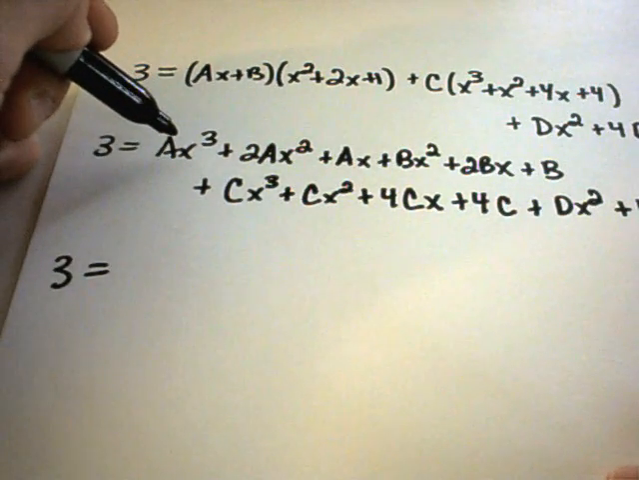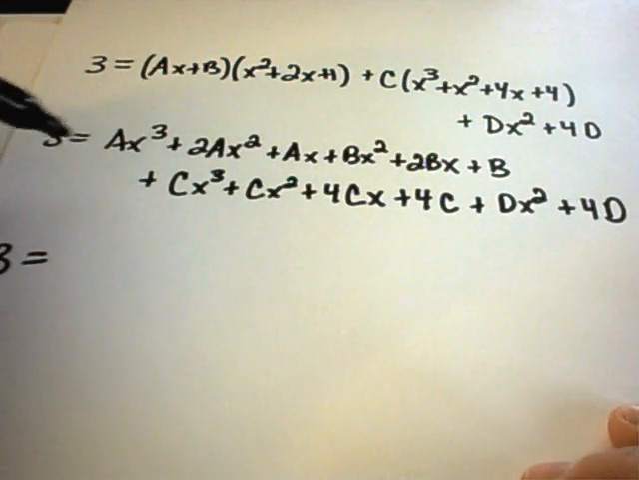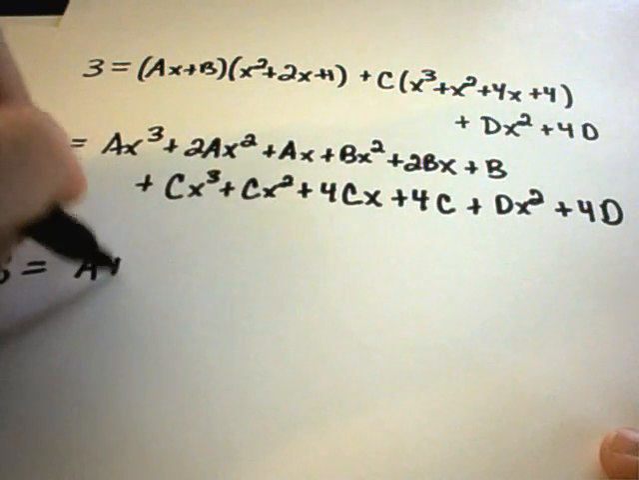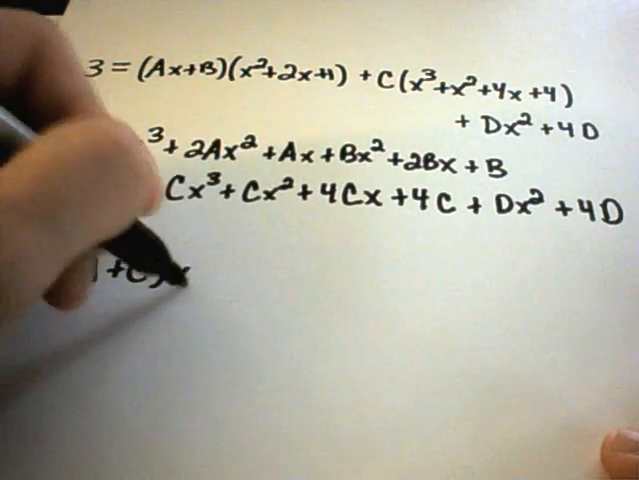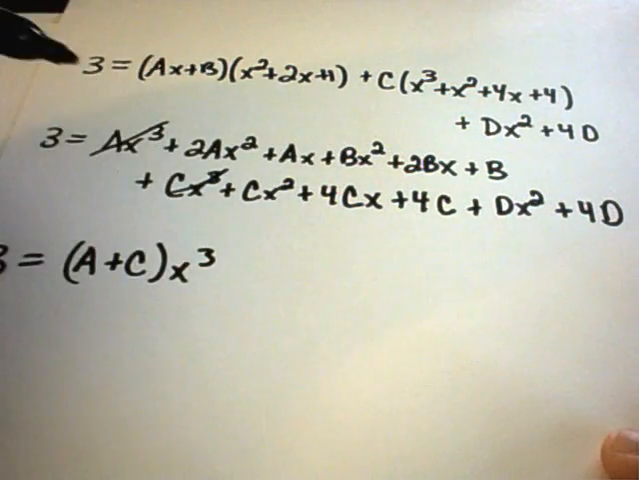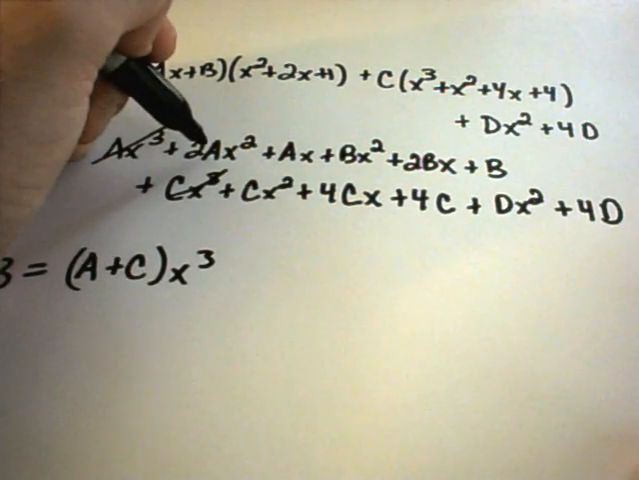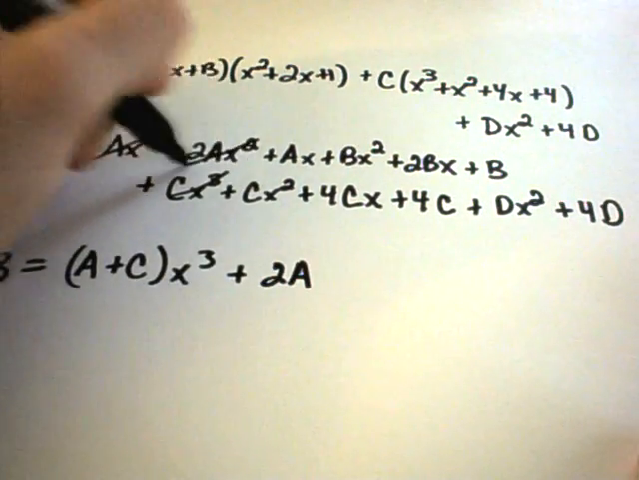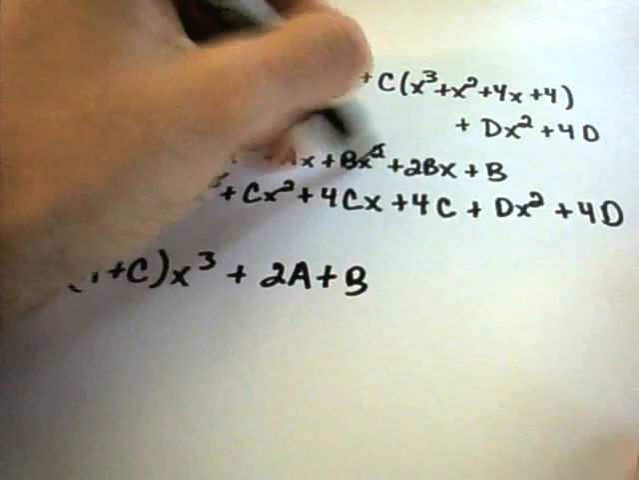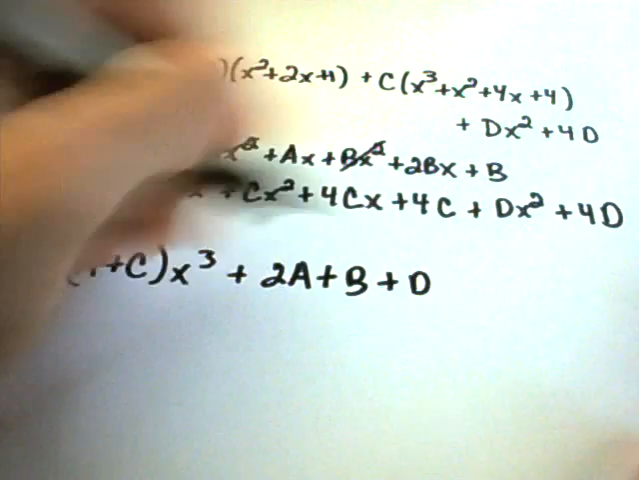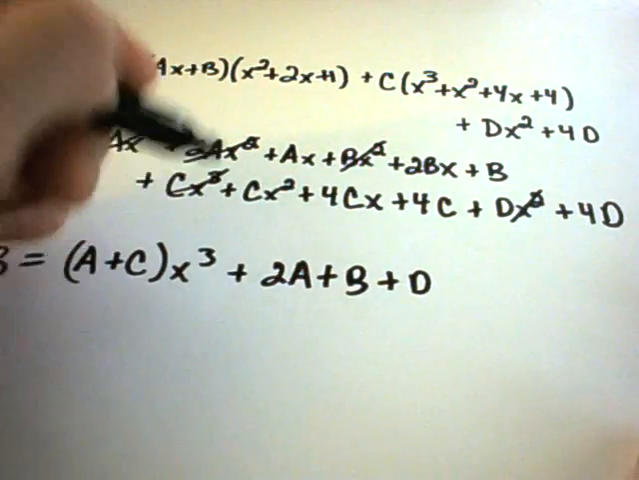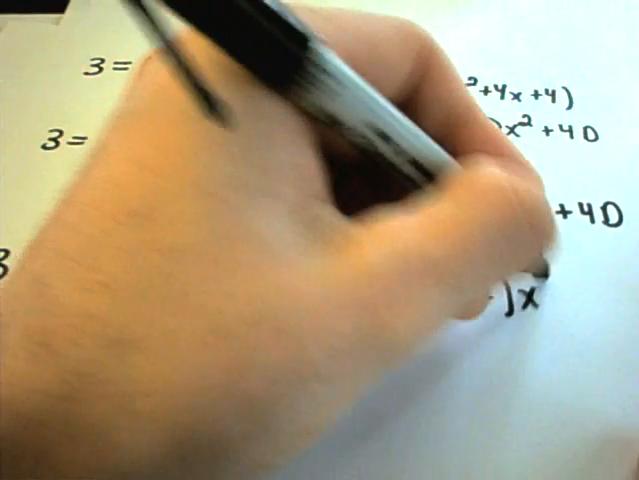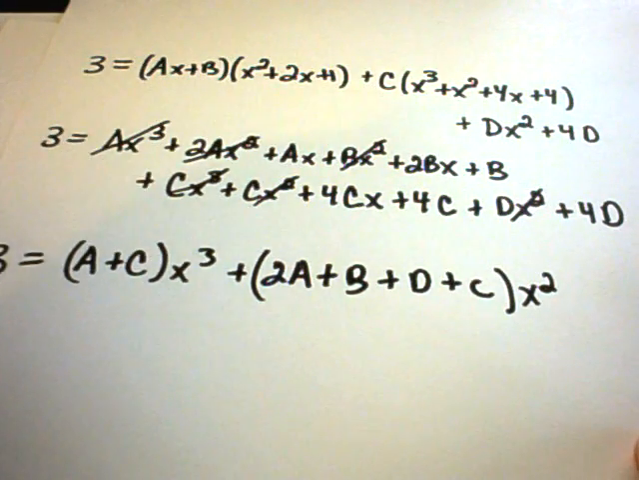I usually do it in descending order. So I've got an x cubed. I see an x cubed term and an x cubed term. So I'm going to go ahead and start factoring. I'll have (a + c)x^3. That'll take care of the x cubed stuff. Then I start doing my x squared terms. So there's a 2a. That'll take care of that one. There's a plus b. That'll take care of that one. Plus d. That'll take care of the last one. Oh, I left one out. Plus c times x squared.